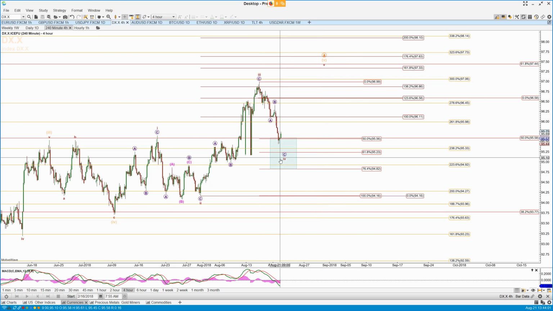There's the zone on the 4-hour chart for this 4 to hold. Thus far, we've come down in a straightforward A, B, C, 50%. I think this is a small 4 though, and we drop one more time before we get that last move up in the dollar.